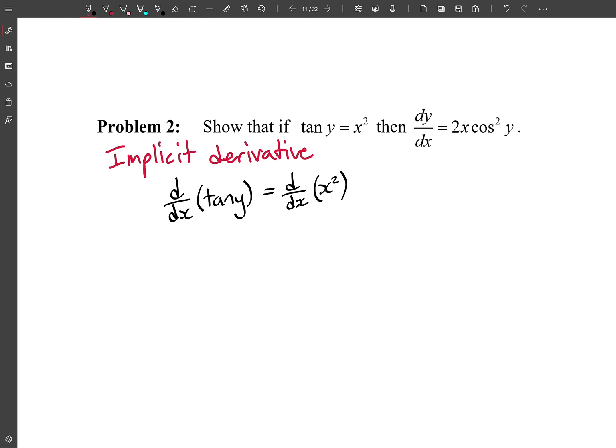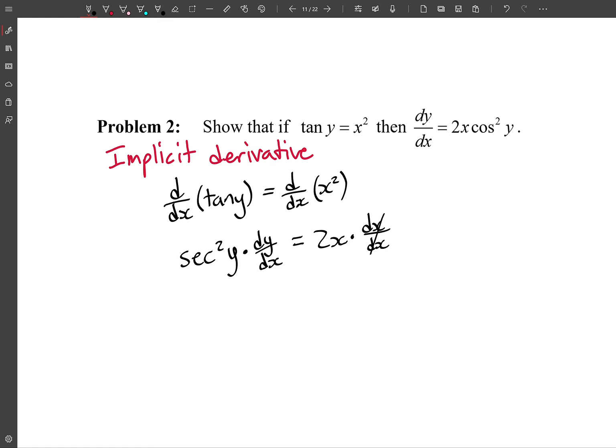Now, tan y, we know the derivative of that. That should be secant squared of y. But because it's a derivative of y, the function is in terms of y, not x, d dx of the y, the interior function, is going to be dy dx. We can't forget that. That's really important. Then we take the derivative of x squared with respect to x, and we get 2x. But when we take the interior function x with respect to x, we just get dx, which again, we can ignore because it's just 1.